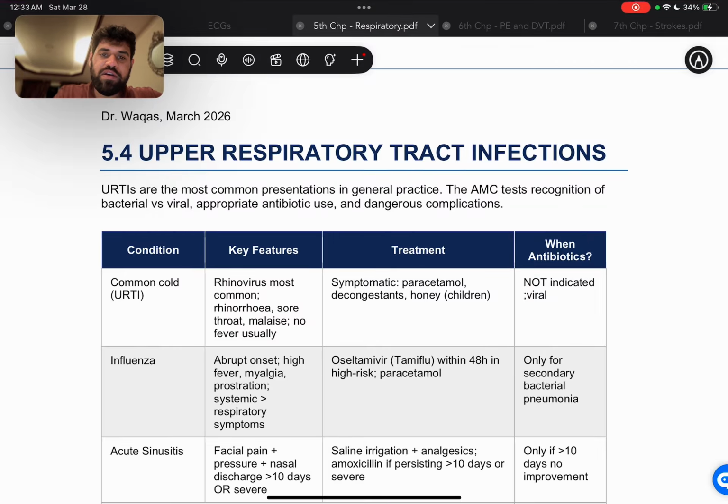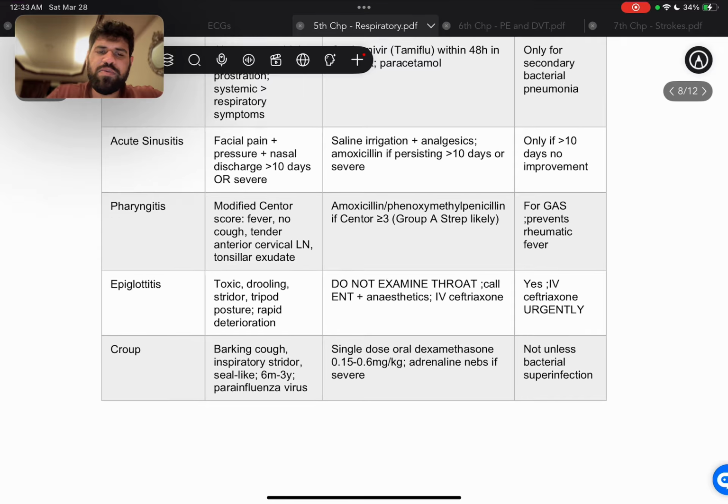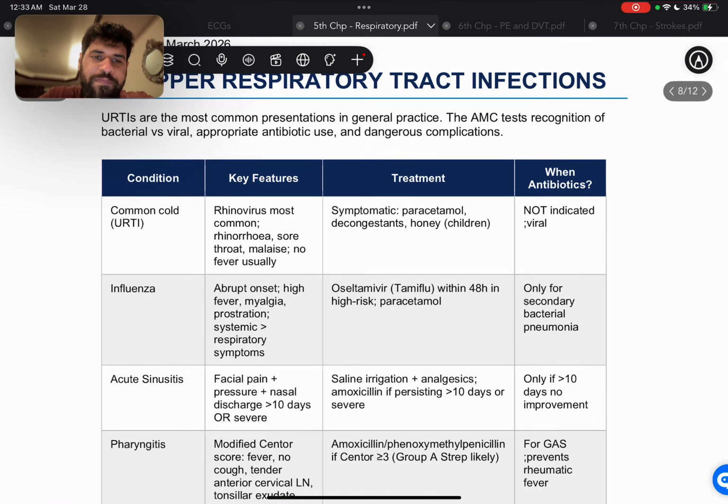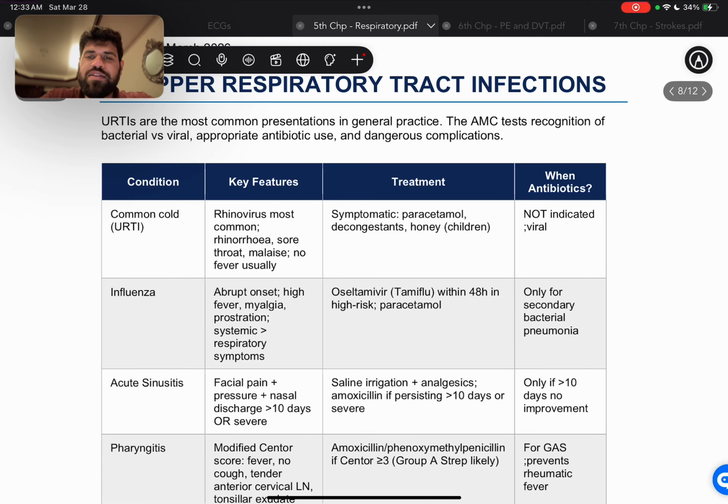Now, coming up to the upper respiratory tract infections, these are the ones that are most commonly asked, especially croup. Croup was one of the most famous questions in the March recall. So if you can memorize this, then excellent, we'll get those marks.